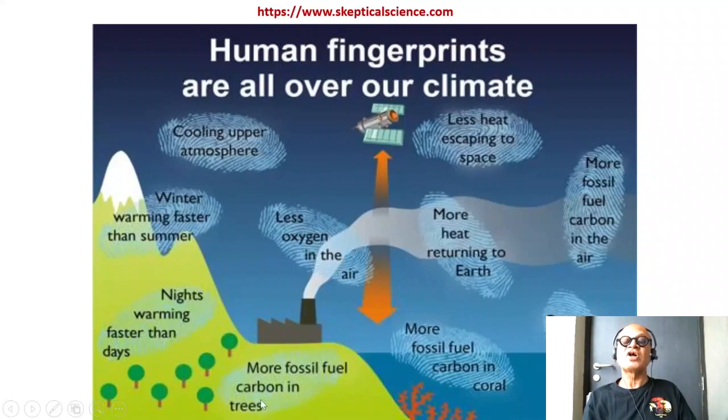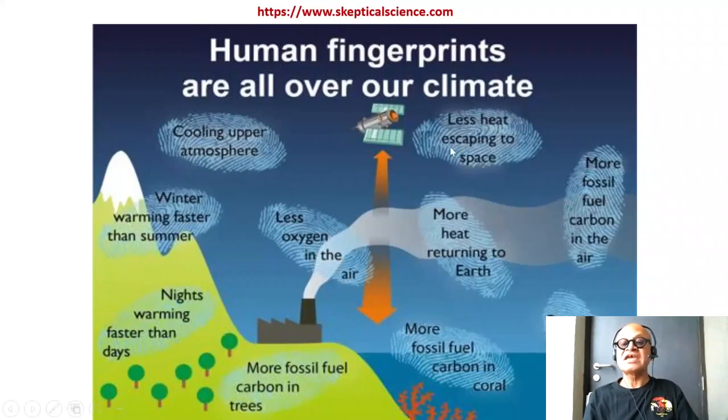More fossil fuel carbon in the trees and in the air. So it's not like CO2 is measured and we don't know where it came from. We can look at carbon isotopes, oxygen isotopes, and so on to say it is in fact coming from burning the hydrocarbons in fossil fuels. This is a key evidence as well.